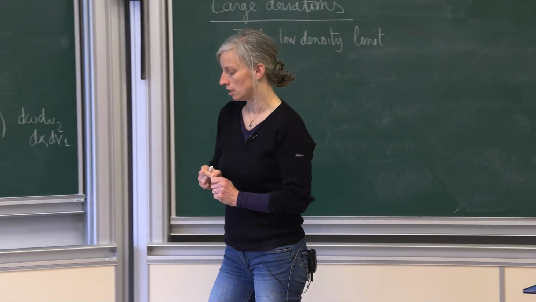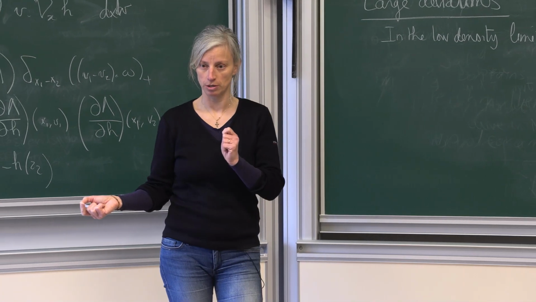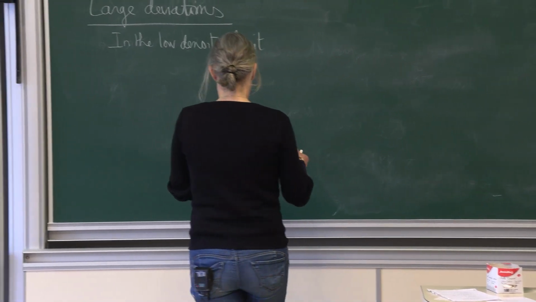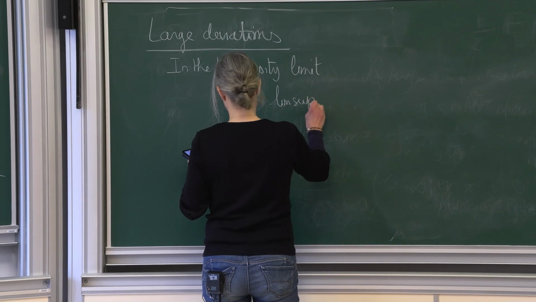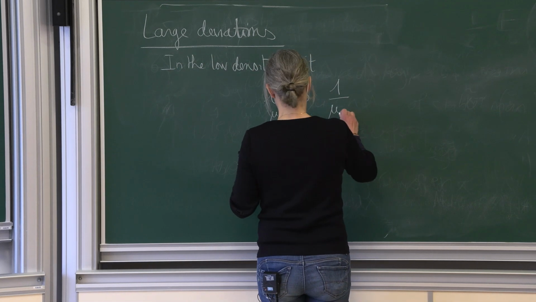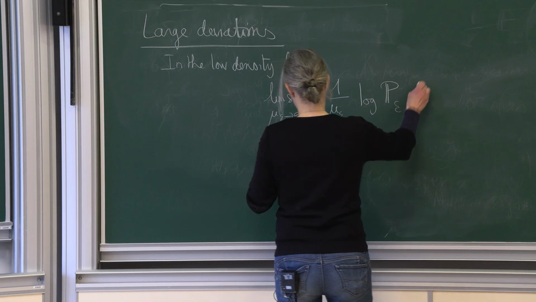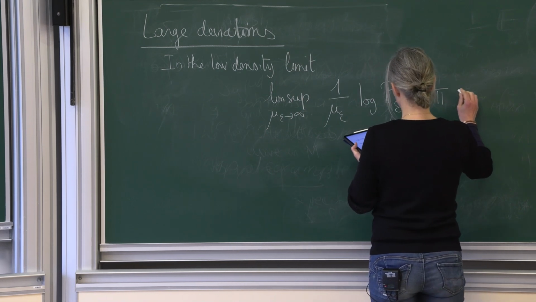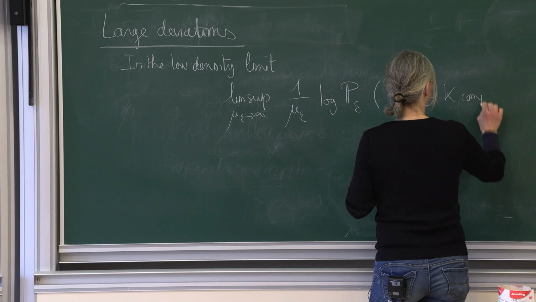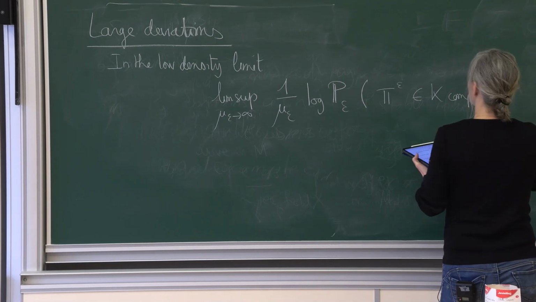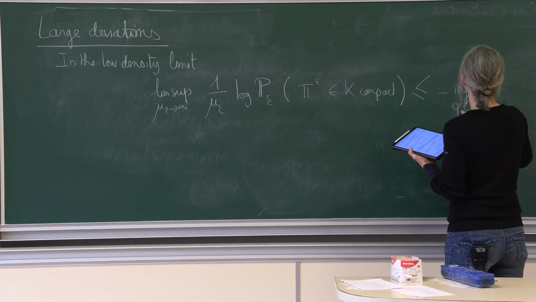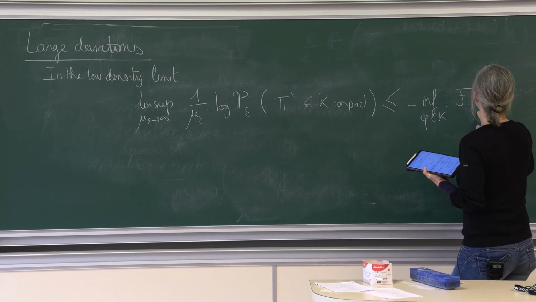But you can ask another question, which is what is the probability to see something which is completely different from the Boltzmann equation? That's the question you try to answer with this large deviation estimate. What you would like to show is something like this, and of course you expect that the probability to see something like this will be exponentially small. So if you look at the probability that this measure is in a compact, this is smaller than the infimum over all functions phi in this compact of a certain functional which depends on phi.